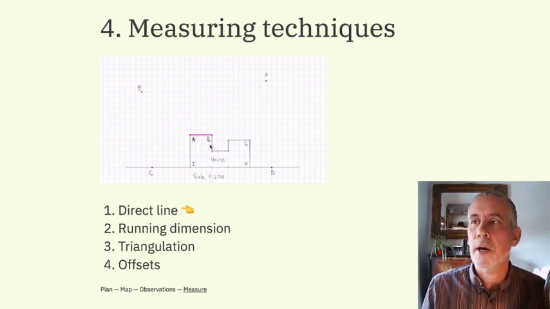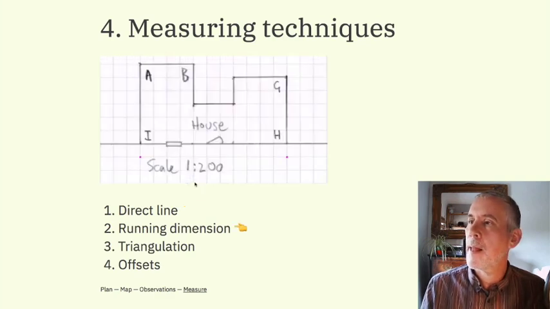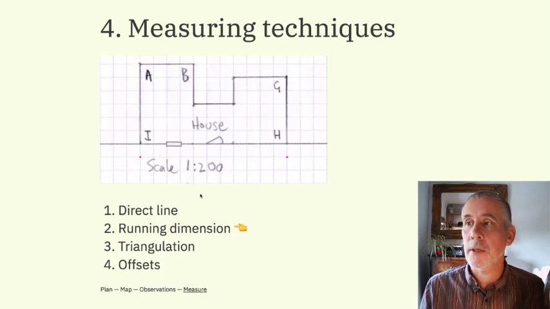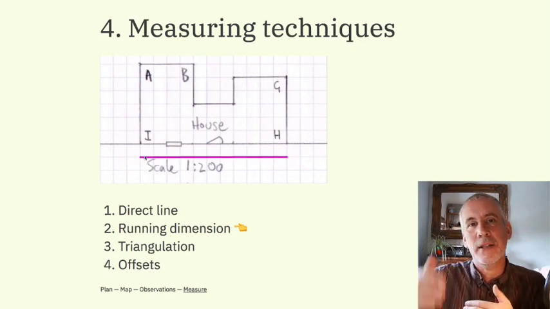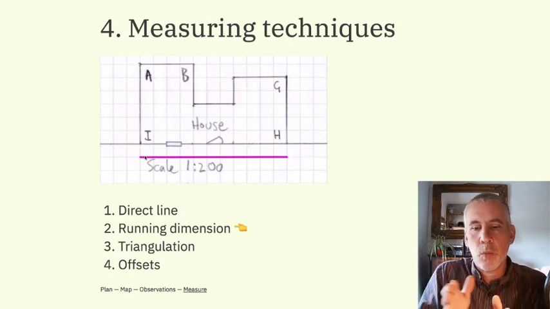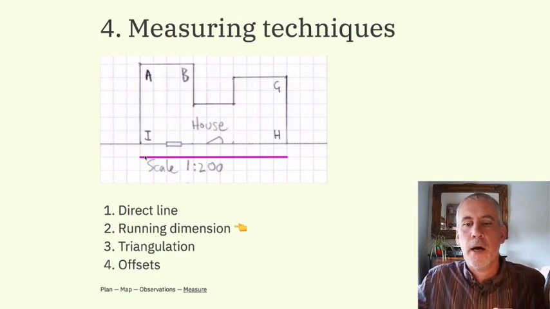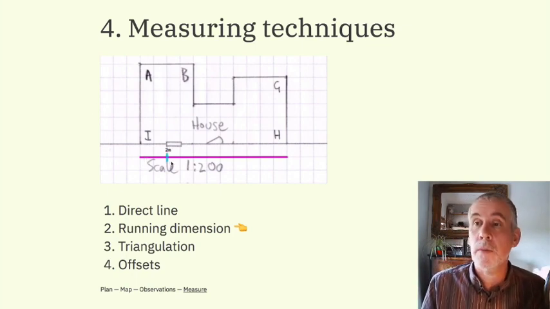A direct line is a measurement from point A to point B, and that's it. A running dimension measurement is when you have two points and you measure from one point and add the measurements. This is useful for features on a house, so you're not having to say it's 1 meter to here and then half a meter to here and then half a meter to there. You add the dimensions together, so in this example from point I to the window is 2 meters, from point I to the other side of the window is 3 meters, and from point I to the door is 5 meters, and so on and so forth.